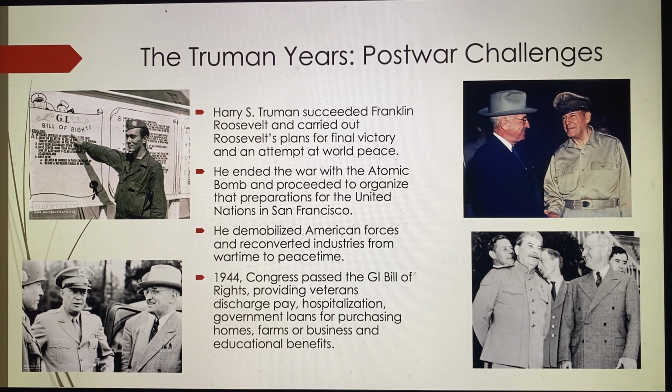In 1944, Congress passed the GI Bill of Rights, providing veterans with discharge pay, hospitalization, government loans for purchasing homes, and government loans for purchasing farms and businesses, and also educational benefits. All these for the GI Bill for the veterans that came back from war. So here you have a picture of the GI Bill of Rights here.